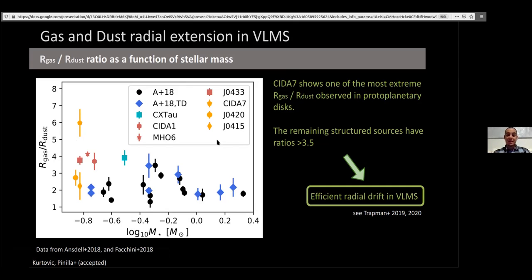So what it means is that we are finding evidence that radial drift is at play and is very efficient in the disks, or at least we find that result for the disks where the gas is well detected, because the other two that you can see that are just over 2 are the two disks where the gas is only poorly detected. These are JO420 and JO415.